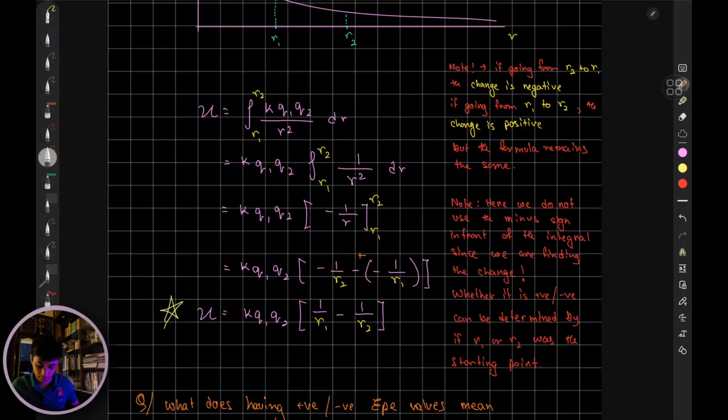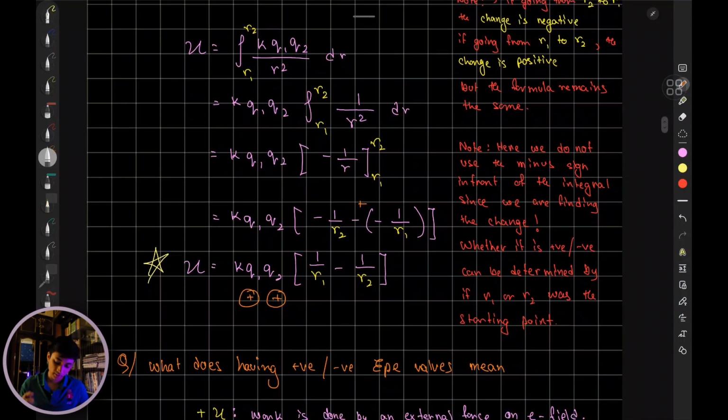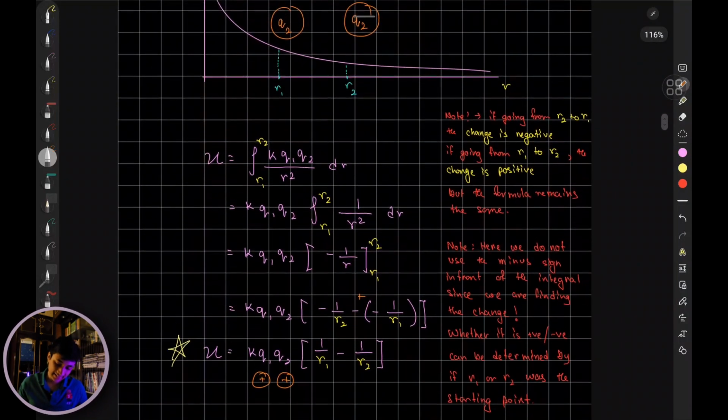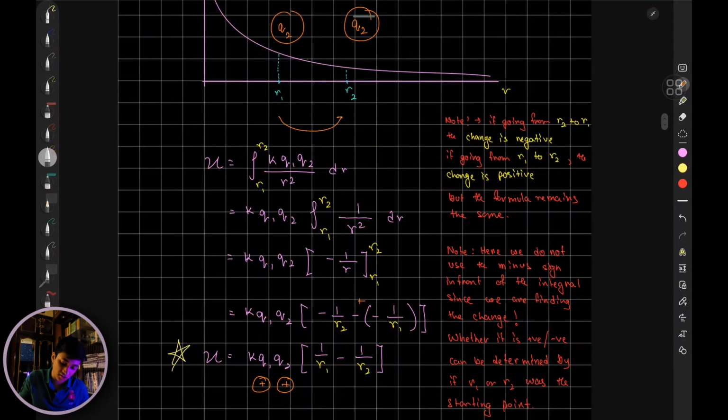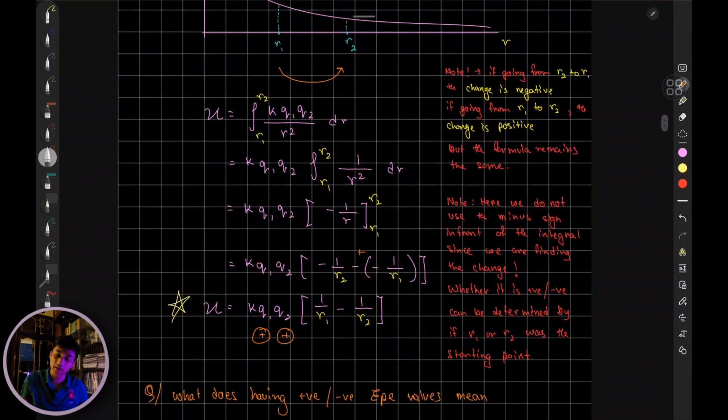I'll give you an example over here. Let's say we are seeing the interaction between two positive charges. In that case, if I'm moving away from the charge, mind you, it is losing its energy. Why?